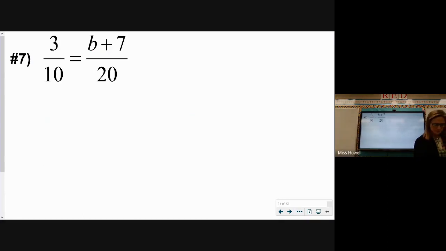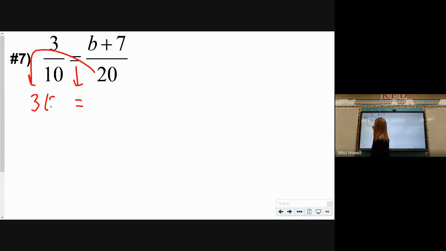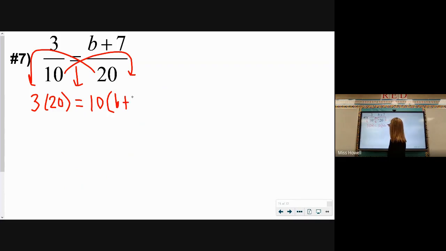All right, number 7. Again, a little bit bigger, a little bit more complex here. We have a fraction of 3/10 equals (b plus 7) over 20. Since we're in that format of fraction, equal sign, fraction, we can use cross products to help us solve for our variable b. Your equal sign down. In front of your equal sign, a 3 times 20. Behind our equal sign, a 10 times (b plus 7). That's the cross product.